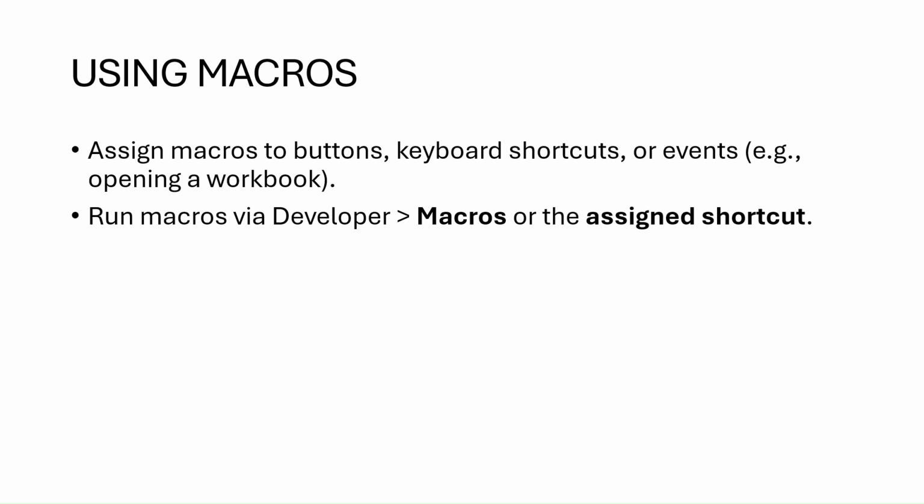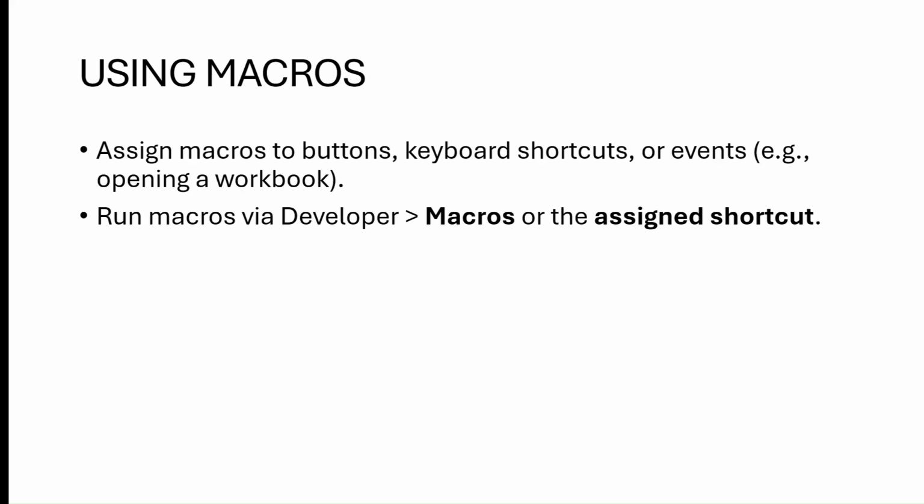You can also assign macros to events, like when activating a sheet or opening a workbook, so that every time you open the workbook, a certain code runs. But we can also run macros via the Developer tab that we saw earlier. In there, you're going to see the list of macros you have created, or you can simply assign a shortcut that you can always call whenever you need it. So that's it about macros.